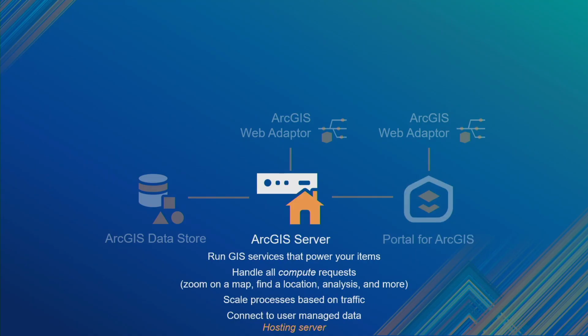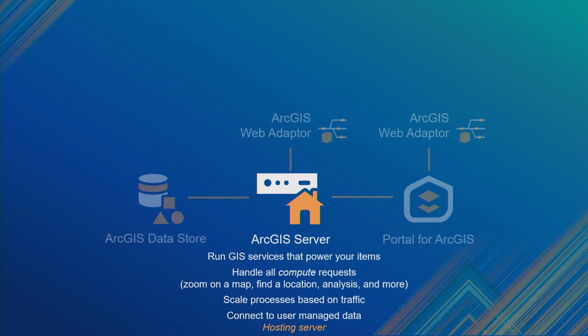Next up, we have our ArcGIS server, and we consider this kind of the powerhouse behind ArcGIS Enterprise. It runs what are called GIS services, and these support all of those items that you're seeing within your enterprise portal. The ArcGIS server is going to handle any compute requests that come in through the enterprise portal, hitting those items. So whether you're zooming around on a map, you're running an analysis, you're trying to find a location, all of those requests are being handled by the ArcGIS server.